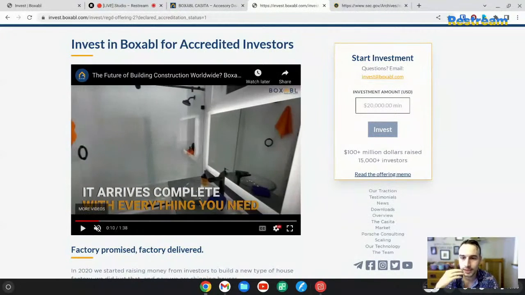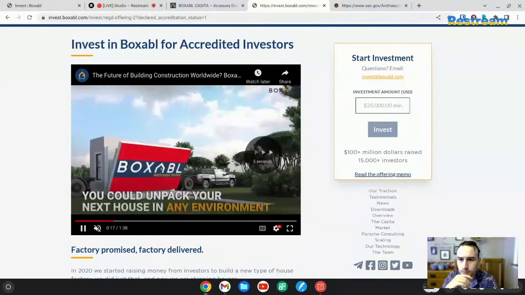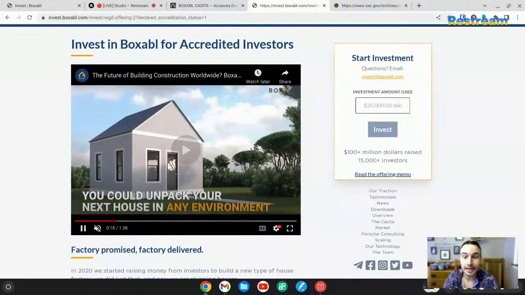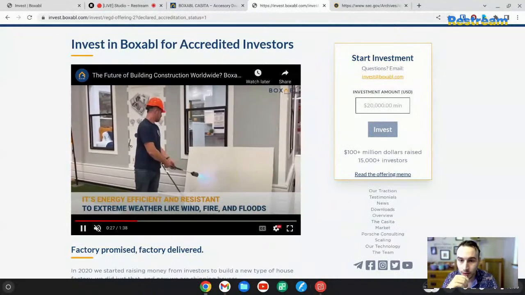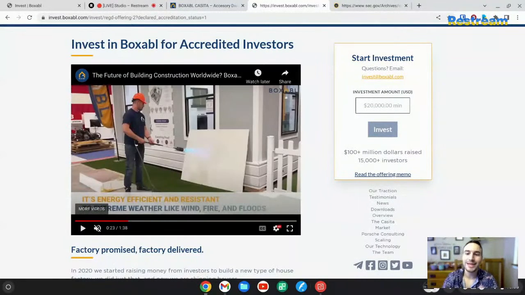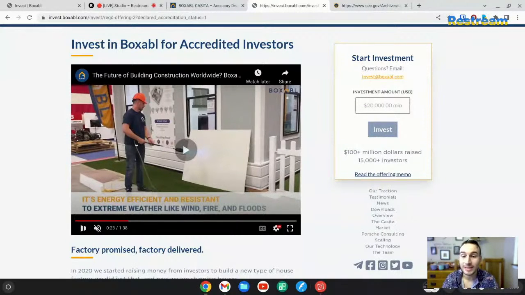It says it has everything you need. I'm guessing it doesn't include fridges and tables and chairs, but probably that it has desks and cabinets and plumbing and stuff. You can unpack it in any environment. Okay, that's interesting. It must be a large market if they can sell it anywhere. Energy efficient. We see a guy holding a blowtorch to a piece of siding and not causing any damage. That's interesting.